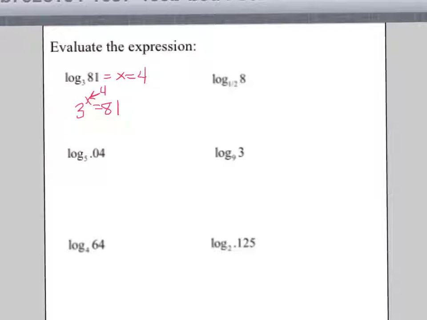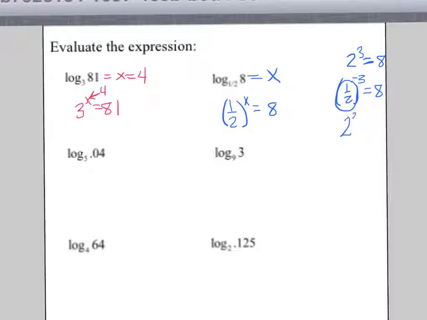Let's try the next one. Okay, log base 1/2 of 8 equals x. We'll make it equal to x. We'll rewrite it. 1/2 to the x power equals 8. Now if you think about it, 2 to the third power equals 8, correct? So I have 1/2 to what power equals 8? Well, it's going to be still a 3, but it's going to be a negative 3. That way it'll flip that 1/2 over to become a positive 2 to the third equals 8. So x is going to equal negative 3.